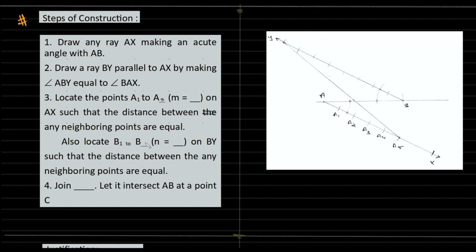Also locate B1 to B8. That's your B8. Since N is 8 and M is 5, on BY such that the distance between any two neighboring points are equal. Join A5 B8. Let it intersect AB at point C. And that is your construction. That's it. Don't write too much. That is good enough. I tried to shorten it so you can copy the same.